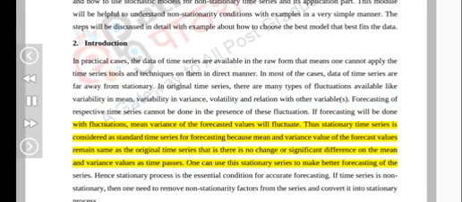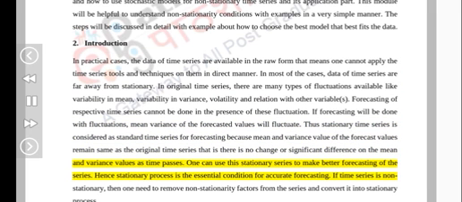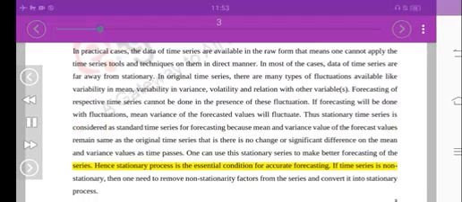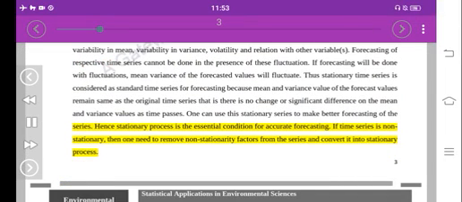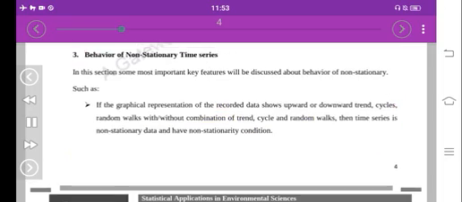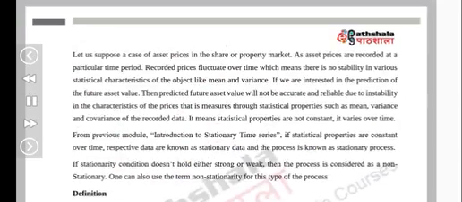Thus a stationary time series is considered a standard time series for forecasting, because the mean and variance values of the forecast values remain the same as the original time series, that is, there is no change or significant difference in the mean and variance values as time passes. One can use this stationary series to make better forecasting of the series. Hence the stationary process is the essential condition for accurate forecasting. If a time series is non-stationary, then one needs to remove non-stationarity factors from the series and convert it into a stationary process.